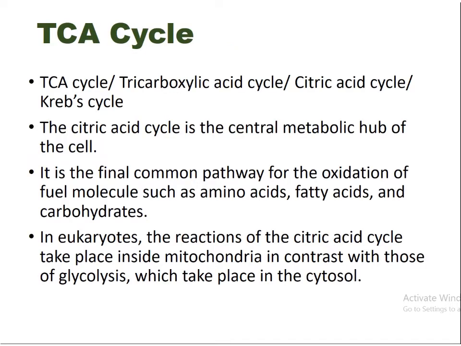TCA cycle. Here the TCA abbreviation is tricarboxylic acid cycle. So this is known as the TCA cycle or tricarboxylic acid cycle. It has two more names. One is citric acid cycle and another one is Krebs cycle. Citric acid cycle because the first stable substrate produced in this metabolic pathway is citric acid. That's why this cycle is also known as the citric acid cycle.